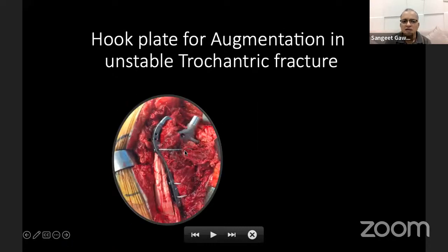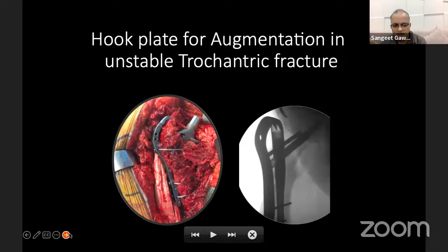This has been used along with the hemi replacement again, where the trochanter has been stabilized with cable and the same hook plate which was shown earlier by Dr. Tanna sir. That is how it looks like.